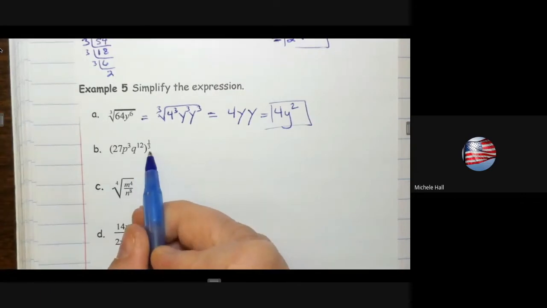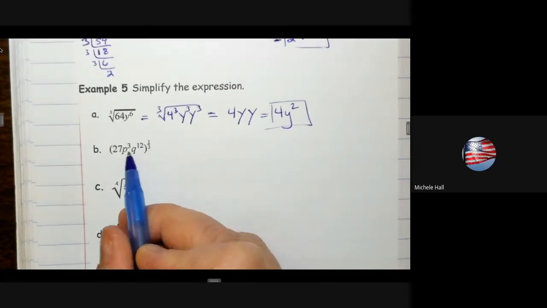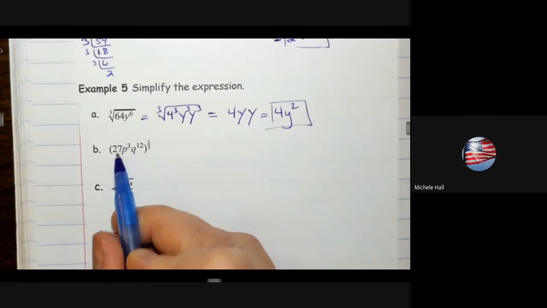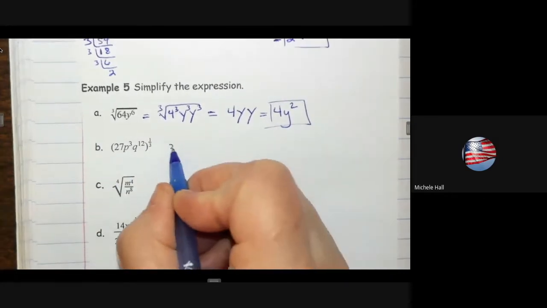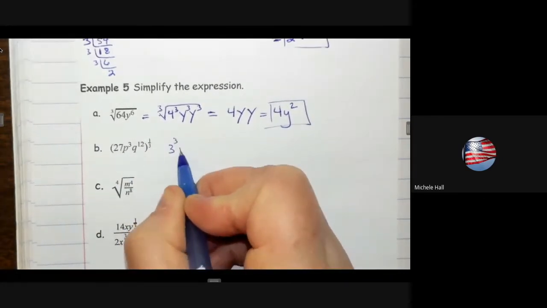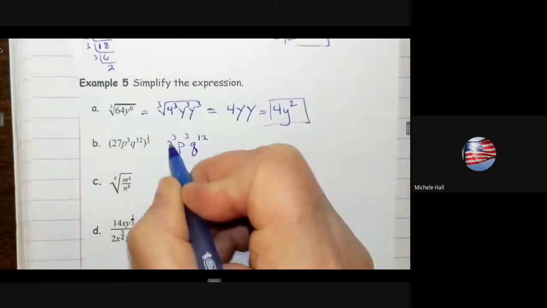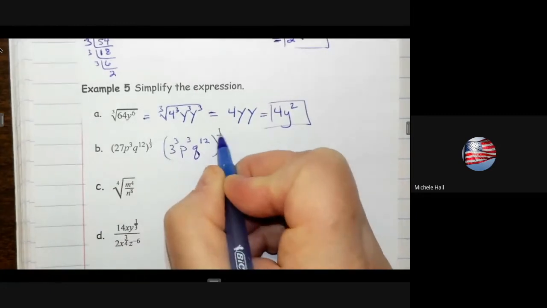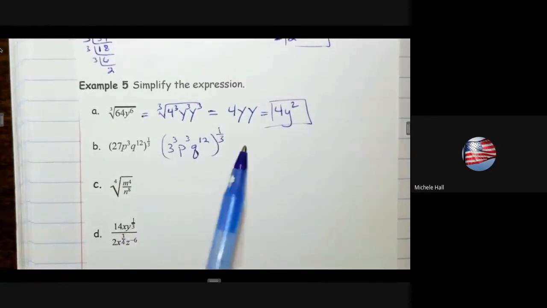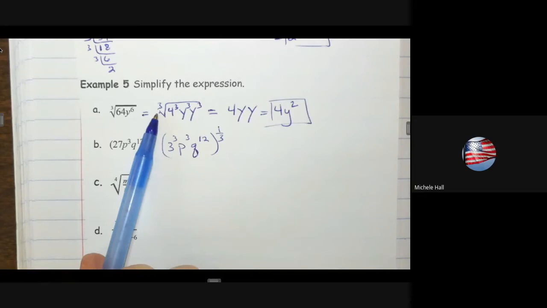We have a cube root here again. This would be the cubed root. And we can see that we have multiples of 3 here. That's good. And I'd like to change 27 into an exponent. That's going to be 3 cubed, p cubed, and q to the 12th, all being raised to 1/3. Remember that 1/3 is going to be a cubed root.